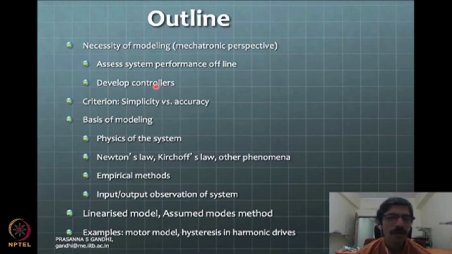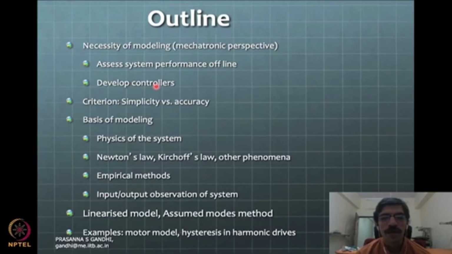As for the basis of modeling, you all know, we have done a lot of these studies in prior courses. You typically model the system based on the physics of the system. In mechatronic systems, you'll have Newton's law, Kirchhoff's law, or many other phenomena. In fluid mechanics, you may have laws that govern the flow behavior, or you may have temperature behavior in a thermal actuator where you want to control temperature. So those kinds of models may be there, and basically they are all based on the physics of the system.